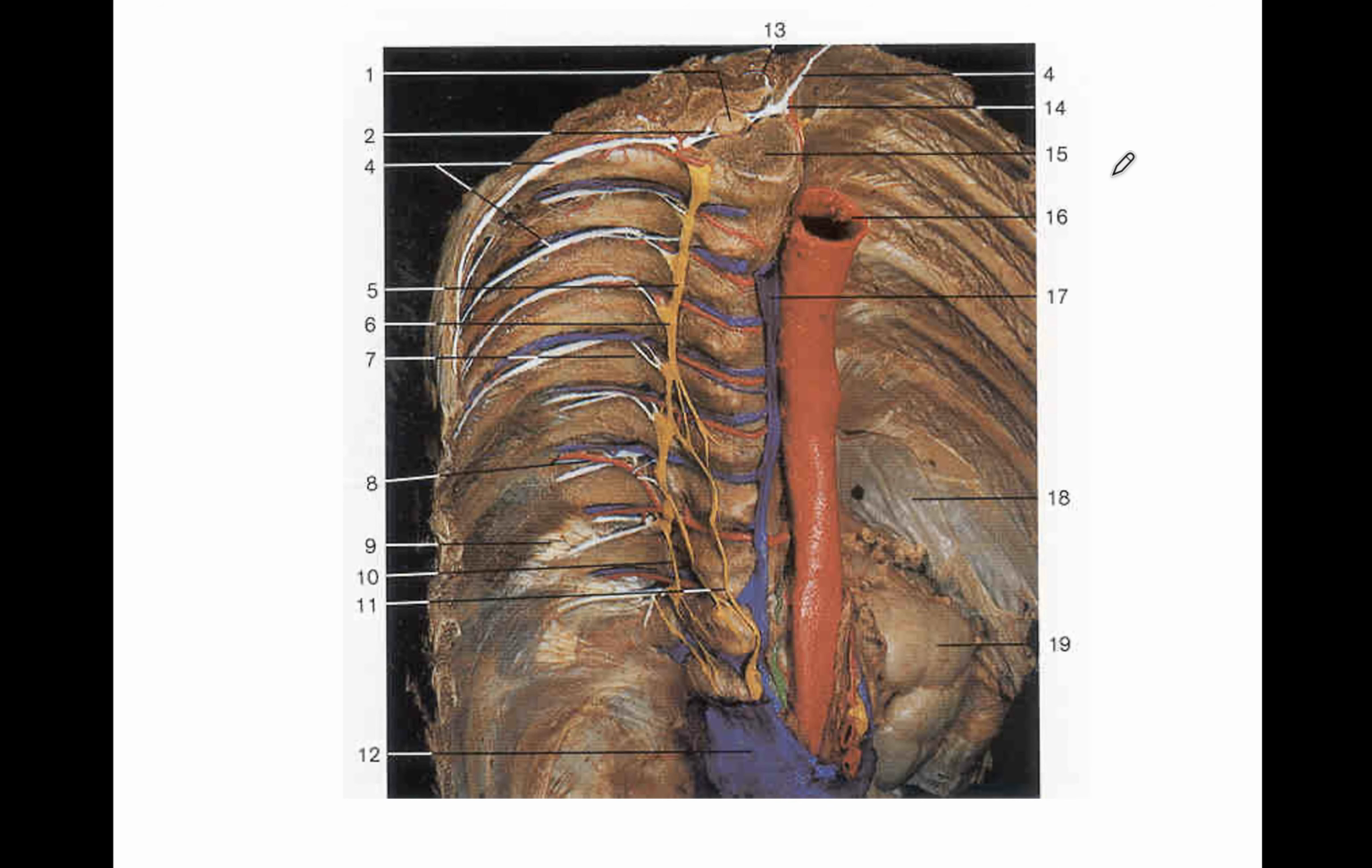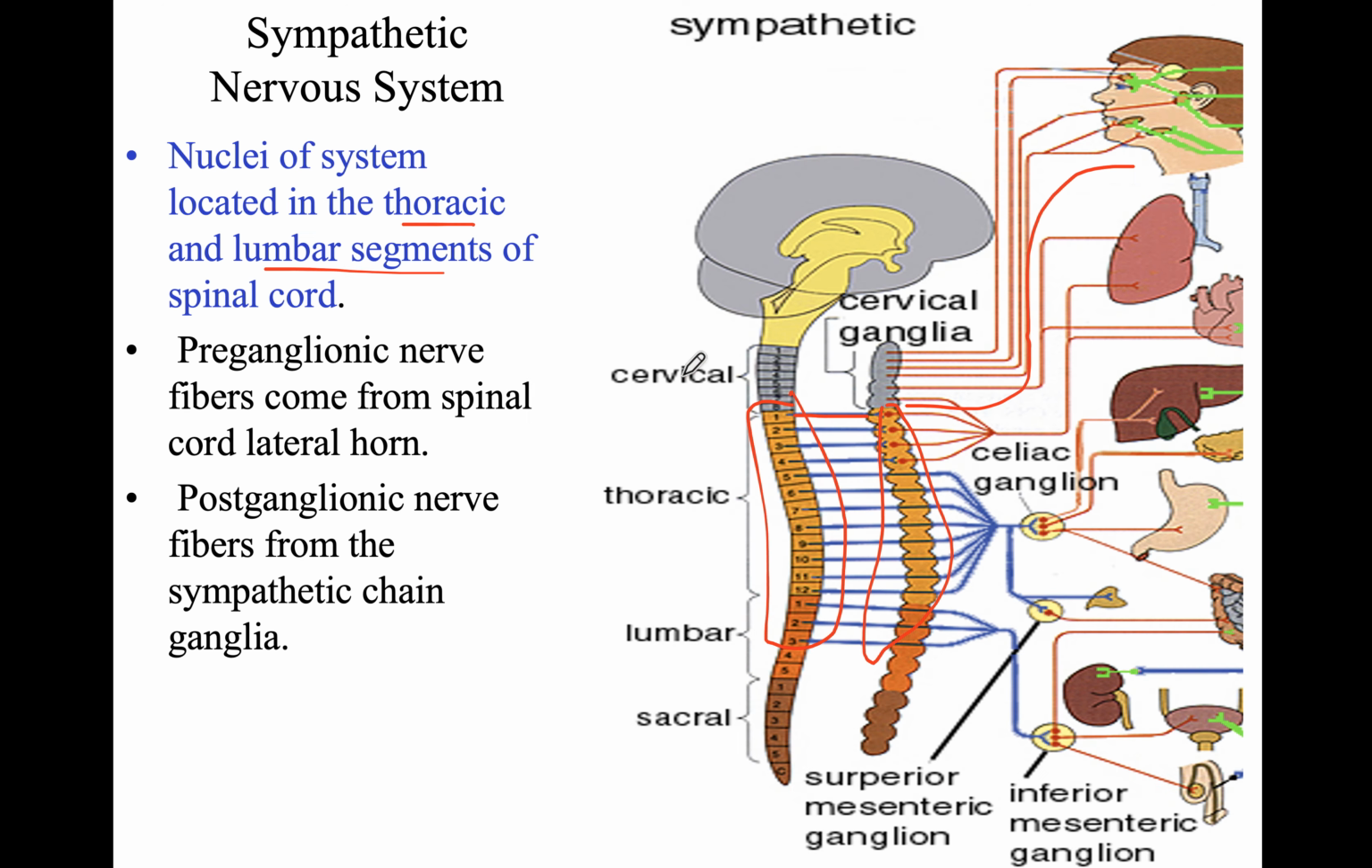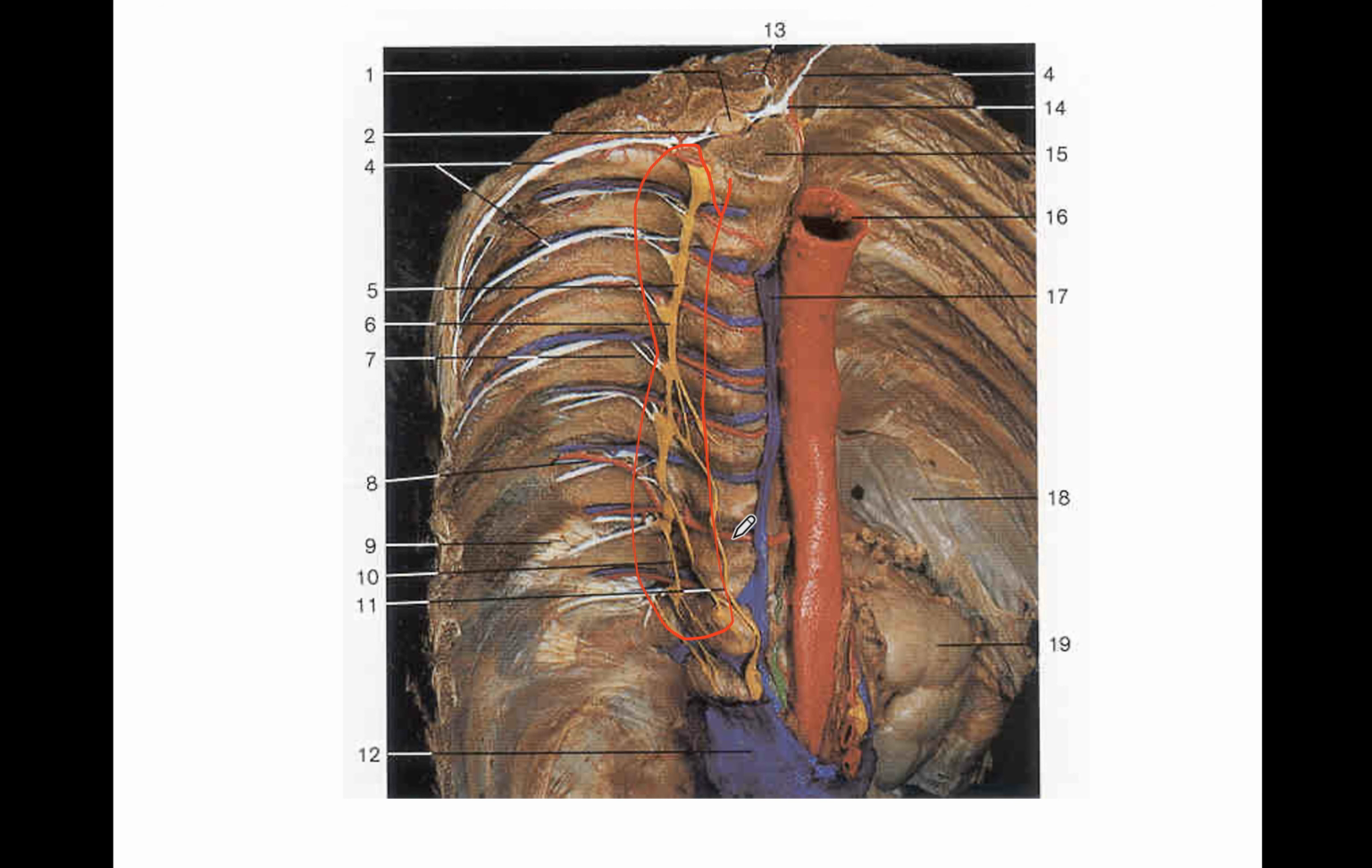This is the slide from the roof of the thoracic cavity, and this structure here, which is found lateral to the vertebral bodies in the thoracic region, this one is the sympathetic trunk. And from this one here, we have the second neuron that is going to supply the different organs.